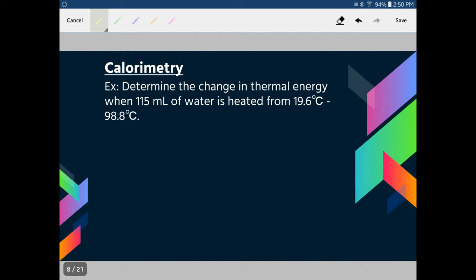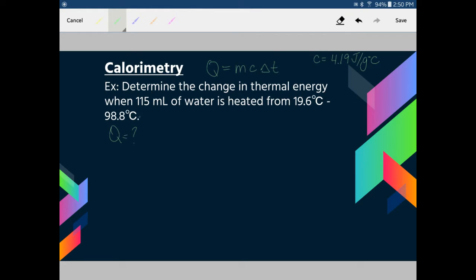So let's take a look at trying to use this formula, Q equals mc delta T. Remembering that our specific heat capacity of water is 4.19 joules per gram degree Celsius. It says determine the change in thermal energy, which is Q, when 115 milliliters of water is heated from 19.6 degrees Celsius to 98.8 degrees Celsius.